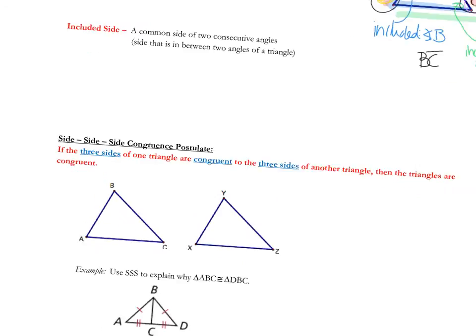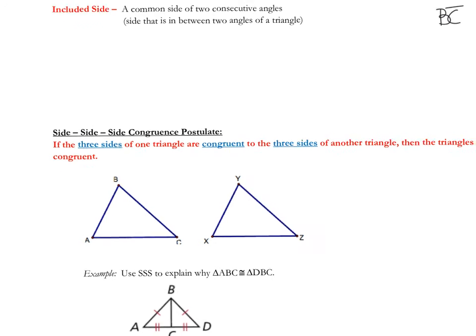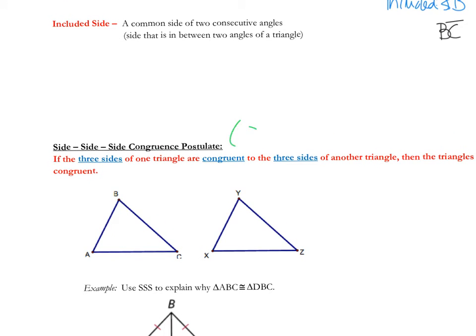Okay, the first postulate that you're going to learn, and you're going to learn 5 eventually today, we're just going to learn 4. The first postulate is side, side, side, and we abbreviate this as SSS. And we like this one because all you need to recognize, you don't have to worry about included angles or side, you just need to know that 3 sides are congruent. If 3 sides are congruent, then it follows that the rest of the triangle will also be congruent. Okay?